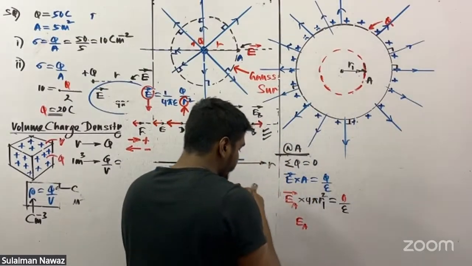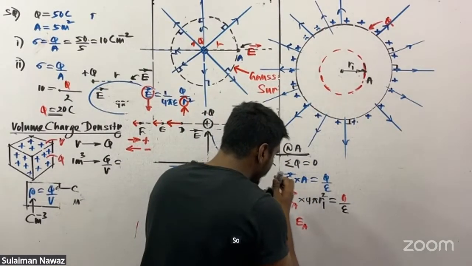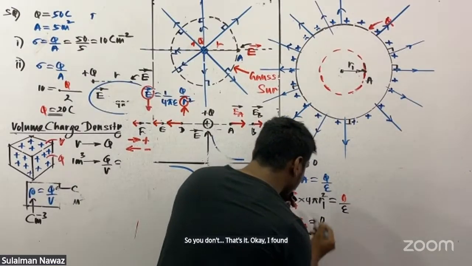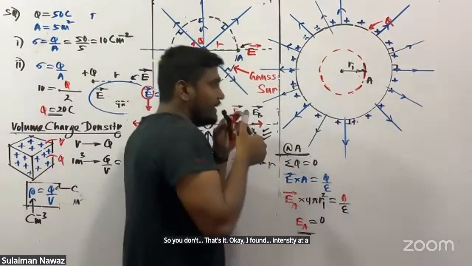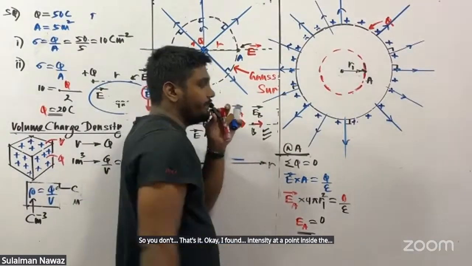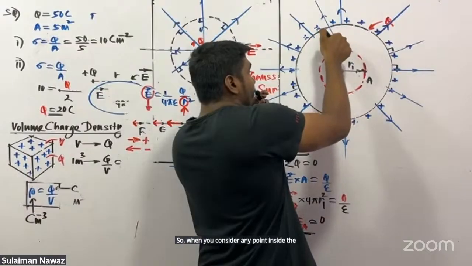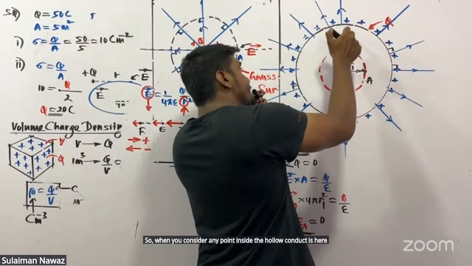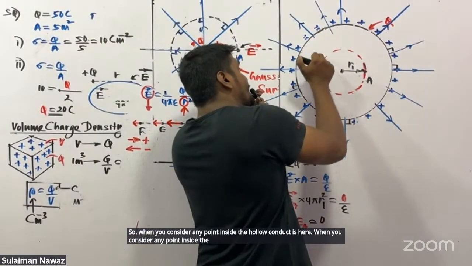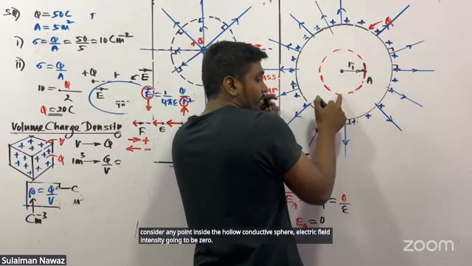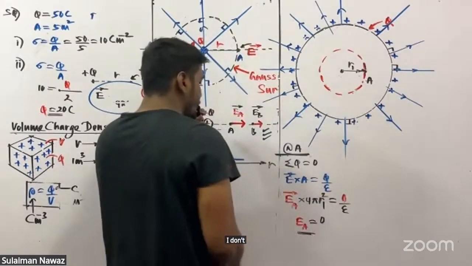Okay, I found the intensity at a point inside the hollow conductive sphere. When you consider any point inside the hollow conductive sphere, the electric field intensity is going to be 0. Write that down.